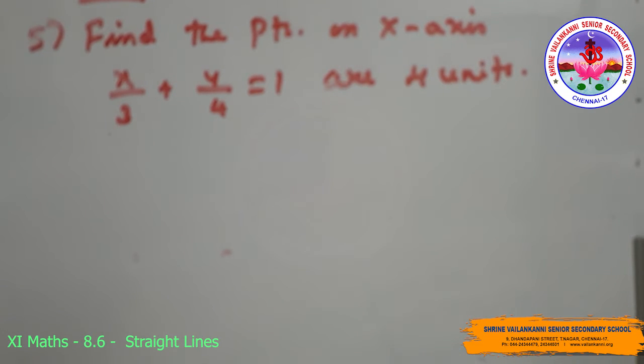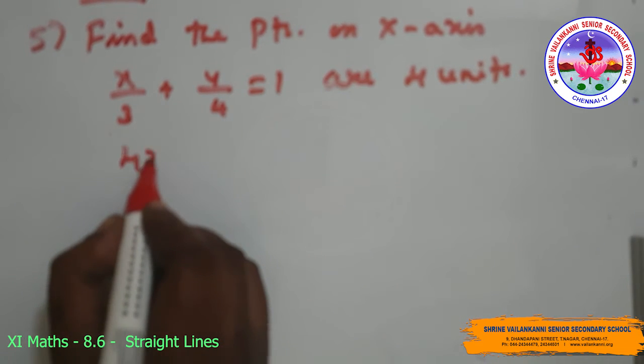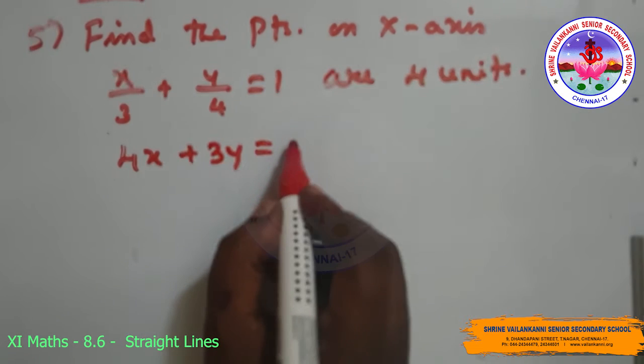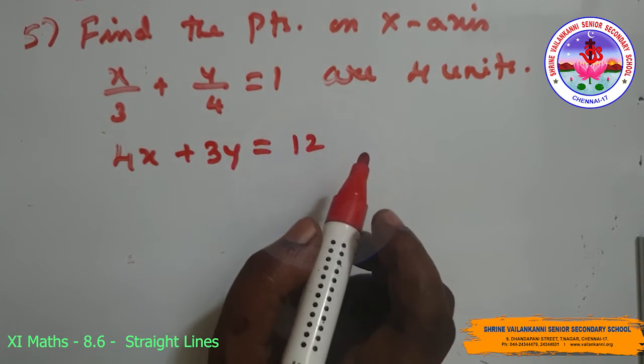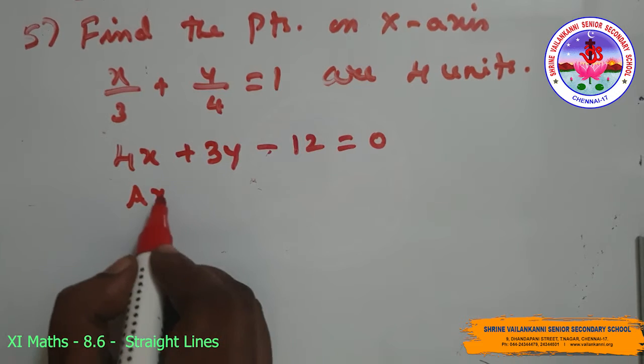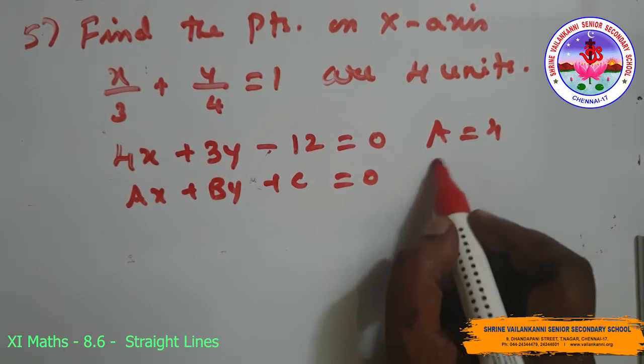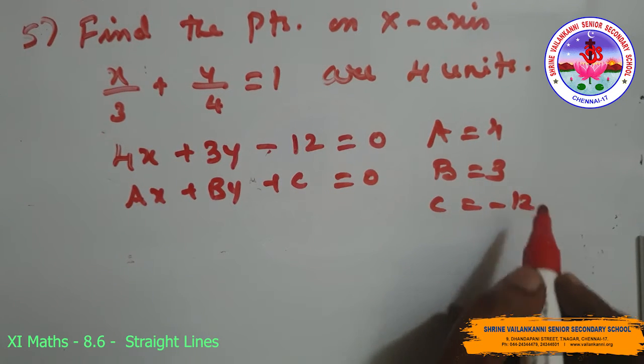Fifth question. Find the points on the x-axis whose distances from the line x/3 + y/4 = 1 are 4 units. The given equation of the line is x/3 + y/4 = 1. So 4x + 3y = 12, so 4x + 3y - 12 = 0. Comparing this with the equation ax + by + c = 0, a equals 4, b equals 3 and c equals -12.